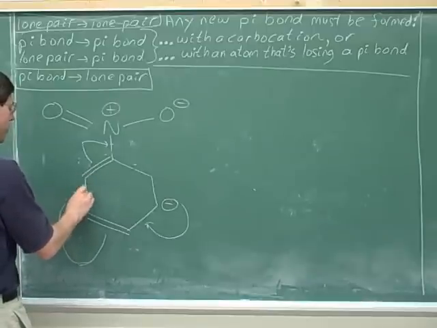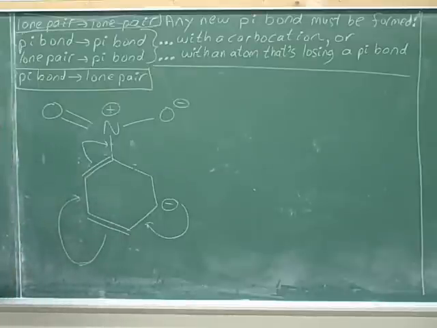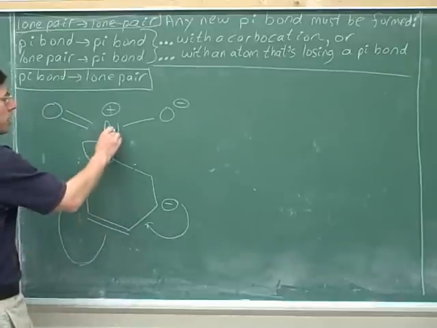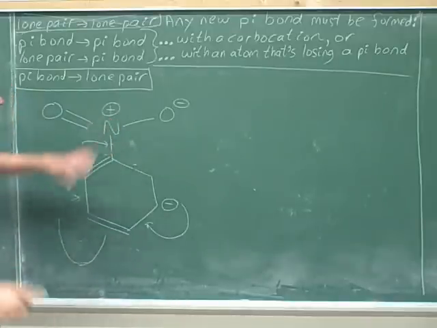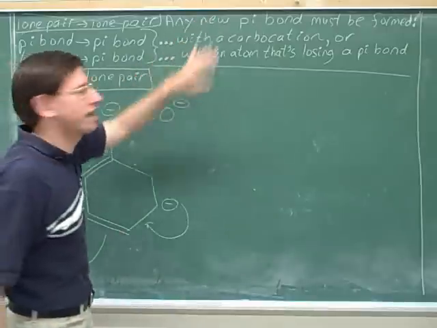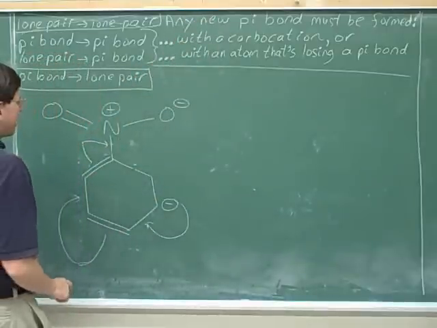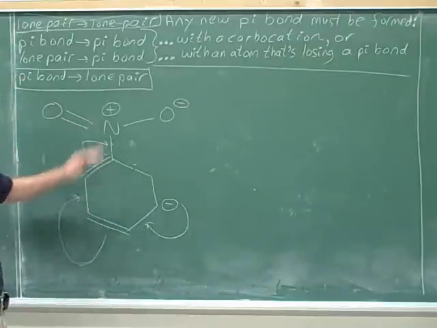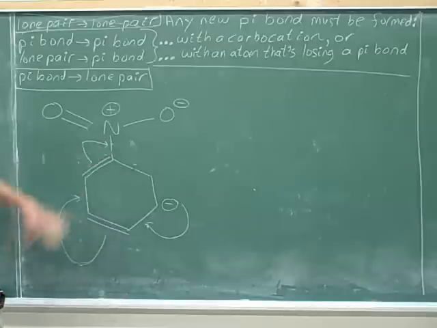This carbon is forming a new pi bond and losing a pi bond, so we're not going to exceed an octet over here. But now we're forming another pi bond, so now we have to check this. Well, are we forming this new pi bond with a carbocation? No, and this is not a carbocation. It's a nitrogen cation, but that's not a carbocation. Is this nitrogen losing a pi bond? Well, it isn't yet. So the way we've drawn this, it's still illegal.